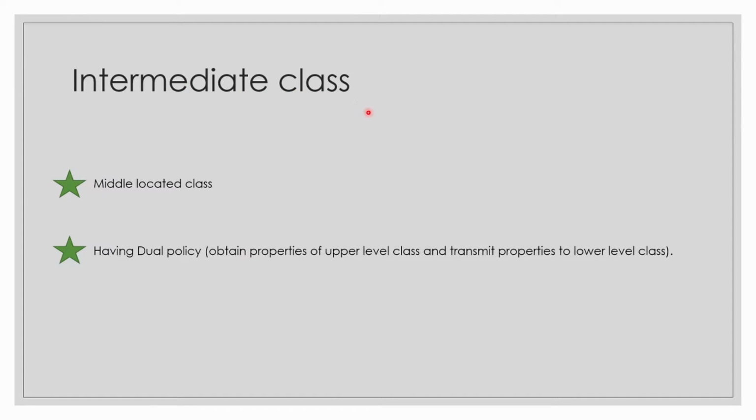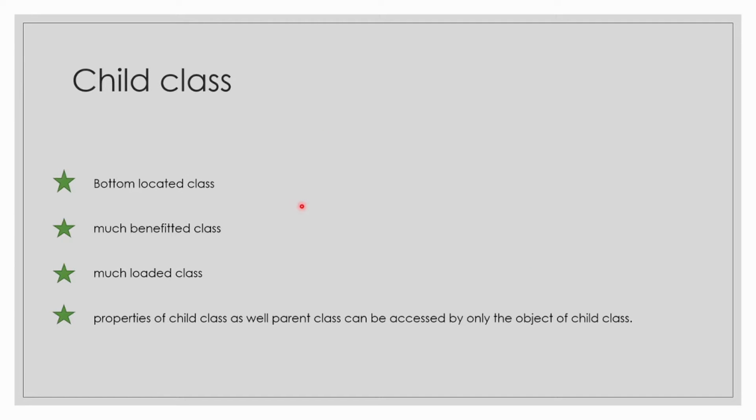Next, we have intermediate classes, usually located in between the child class and superclass. It has a dual policy. It will be able to obtain properties of the upper class and also transfer the properties to lower classes. The child class is the bottom-most class. It is the most benefited class, and most of the functions are done in the child class. The properties of the child class as well as the parent class can be accessed by the objects of the child class. So when we create an object of the child class, through this object you'll be able to access the properties and methods of the parent class as well as the intermediate class and the child class.